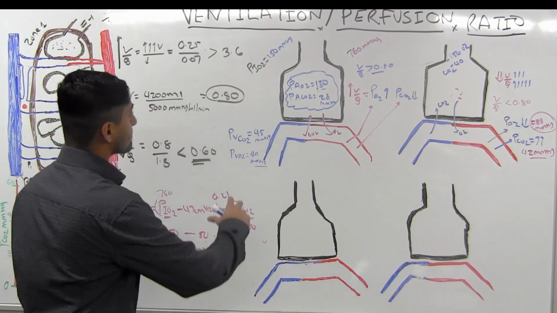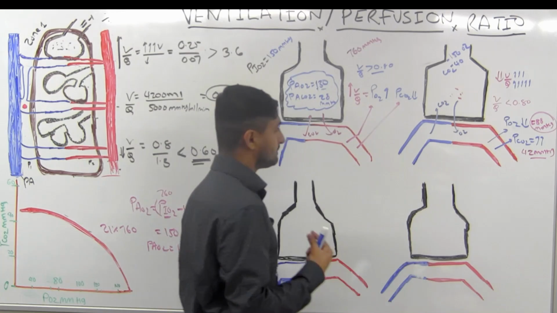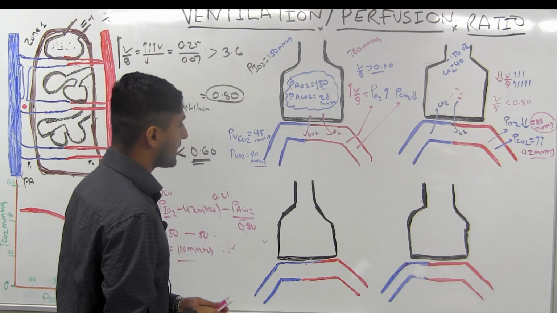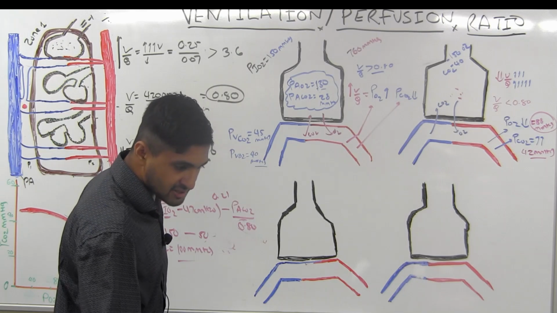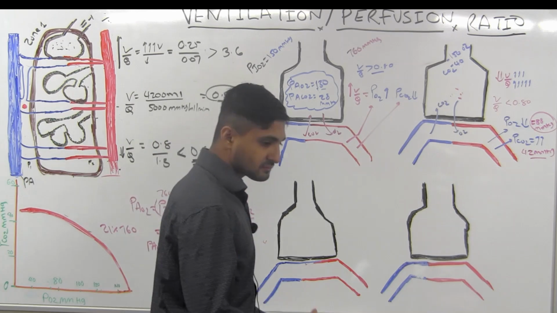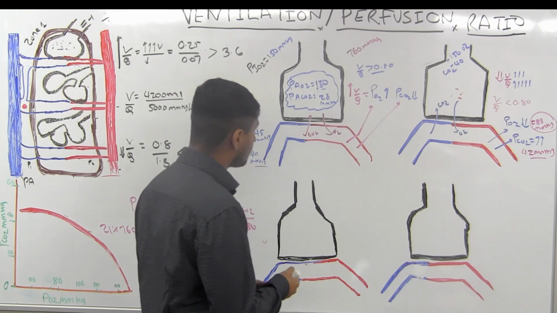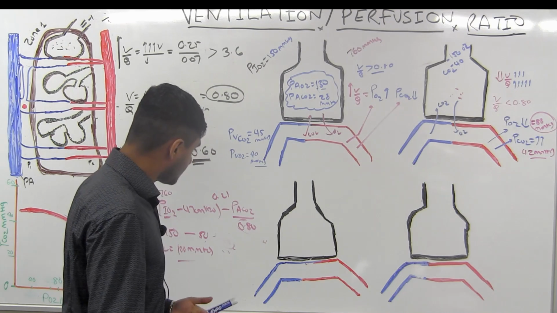Now, we talk about normals, and we talk about higher and lower VQ, right? Once we talk about the higher and lower VQ mismatch, we also have to talk about some of the other concepts. That concept is shunt. What does shunt mean and what does wasted air mean, okay?